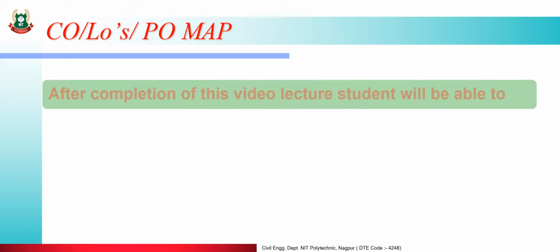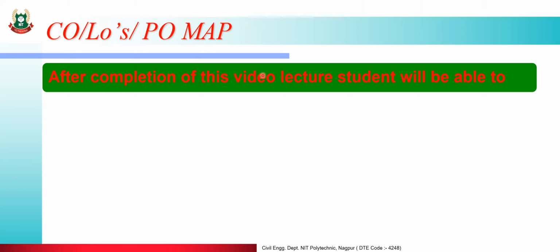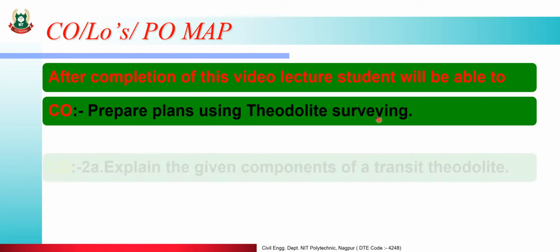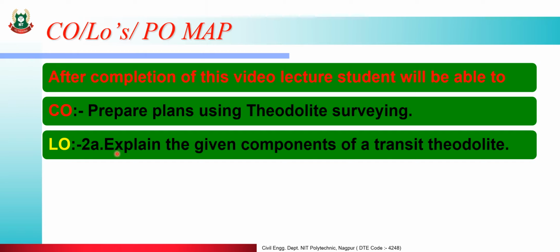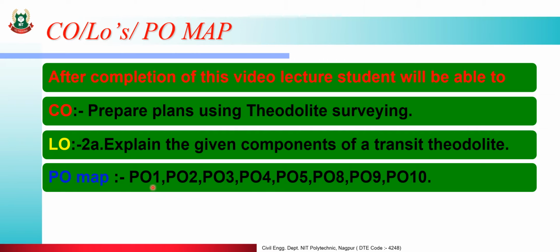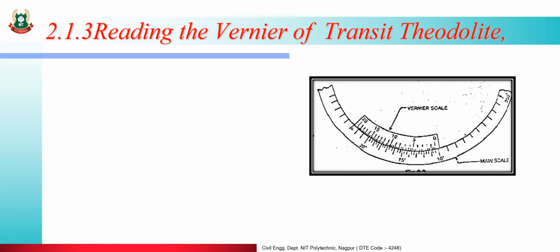The CO: after completion of this video lecture, the student will be able to prepare plans using theodolite surveying. The LO map is to explain the given components of a transit theodolite, and the PO map is PO1 basic knowledge, PO2, PO3, PO4, PO5, PO8, PO9 and PO10. Now, in this topic we learn reading the vernier of the transit theodolite.